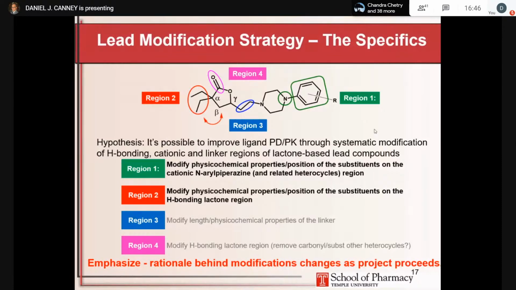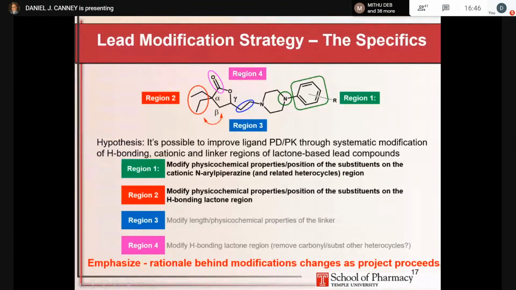Right? So as I said at the beginning, we took that backbone, the N-arylpiperazine substituted lactone. We divided it into 4 different regions. Region 1, the arylpiperazine region, primarily the aromatic ring. Region 2 is the substitution at the alpha position next to that carbonyl. We changed the groups at the position alpha to that carbonyl, as well as we moved them over to the beta position and tested those as well. Region 3 was the linker region. We changed the length of that from N=1 to N=3.